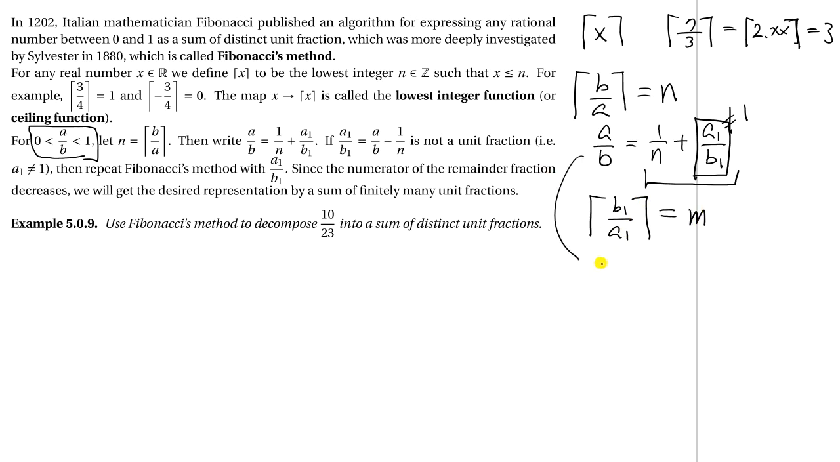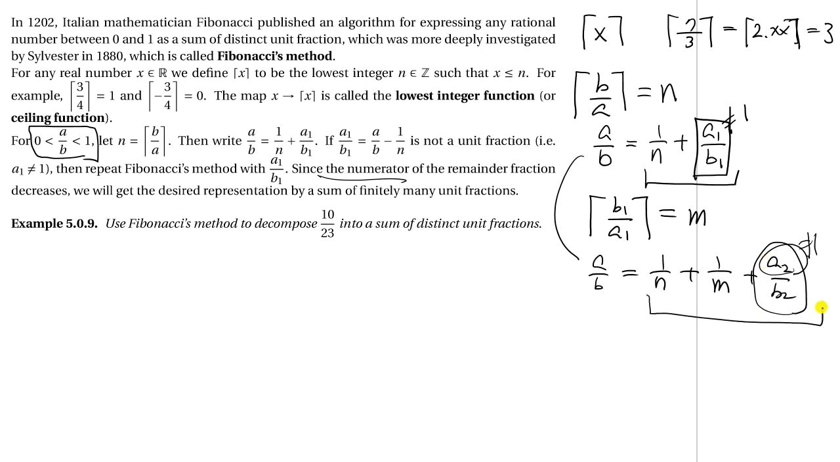Then a over b can be written as 1 over n plus 1 over m plus a2 over b2. And if a2 is 1, then that's a nice decomposition of a over b into the sum of 3 unit fractions. If it's not, then we just repeat with that fraction again. And as mentioned, the numerator is going to get smaller and smaller. So eventually it will end at a certain moment, right? And it becomes 1. Therefore, we'll get the sum of unit fractions for any given number.